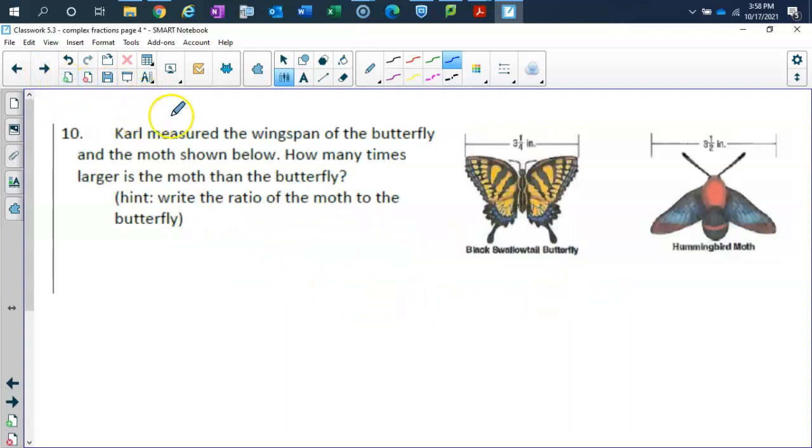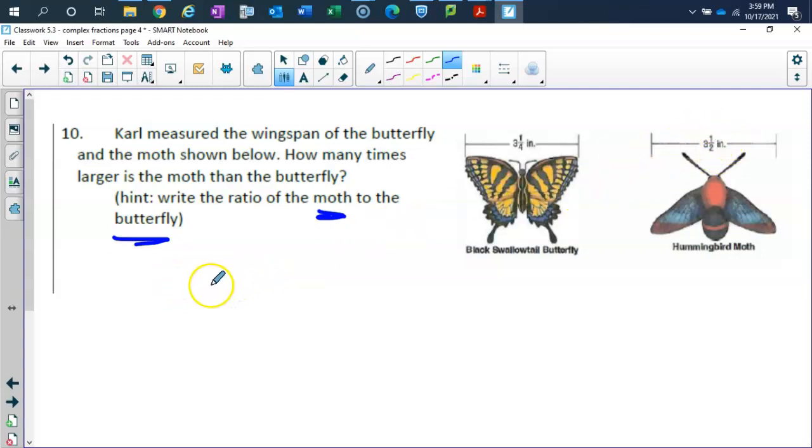Number 10, Carl measured the wingspan of a butterfly and the moth shown below. Here's the butterfly and here's the moth. How many times larger is the moth than the butterfly? Hint, write the ratio of the moth to the butterfly. Go.